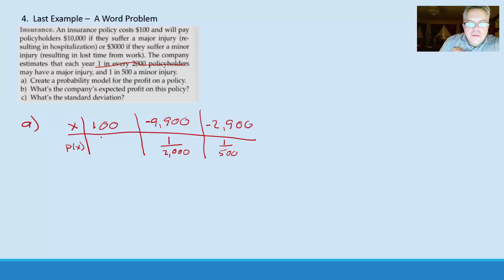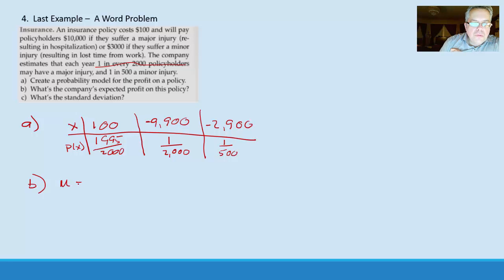It's 5. If I did the math right, that would be altogether 5 over 2,000. So that leaves 1995 over 2,000. How did I get that? I subtracted those from 1. Okay, so remember we get 1 probability for free because we can subtract the others from 1. Wow, that's the hard work, but that's the probability model. Now, everything's very easy. So we want to know, on average, what's their expected profit? So if they have a lot of major injuries, it's going to be in the negative. But let's see how it works out.